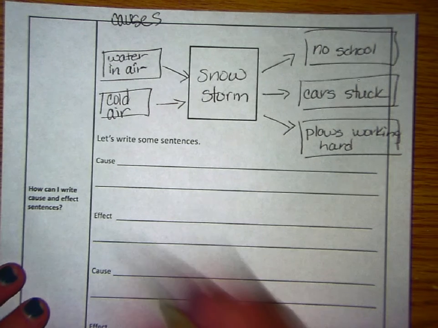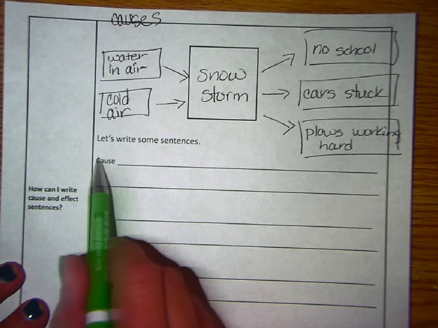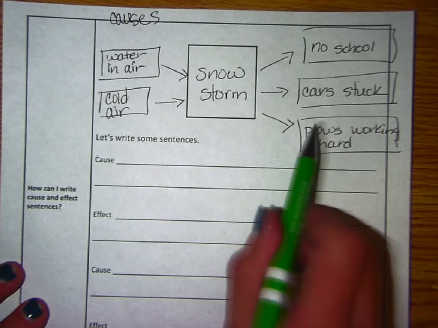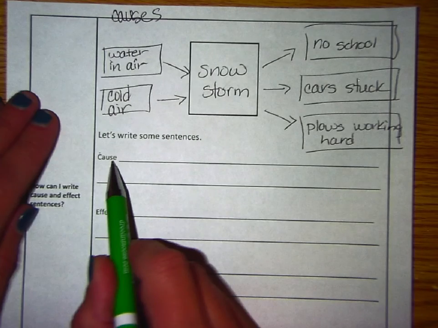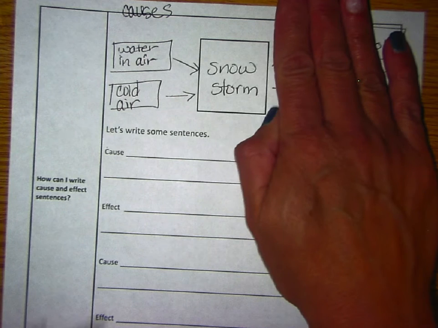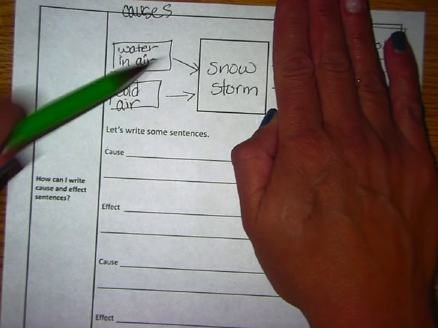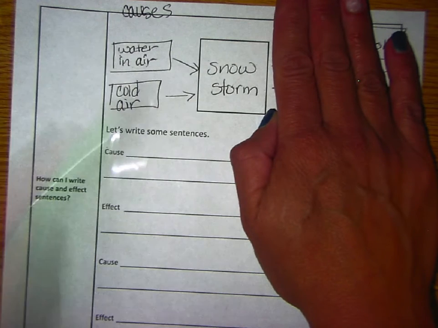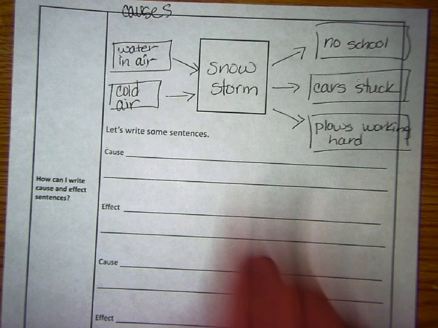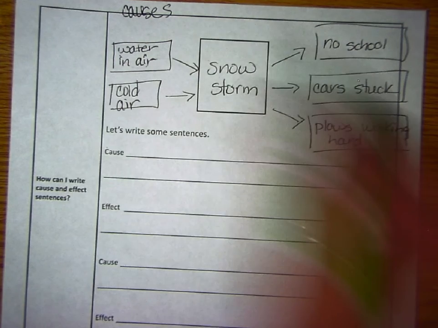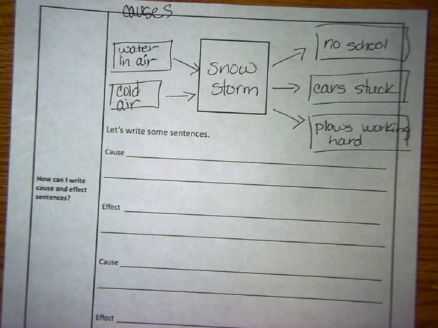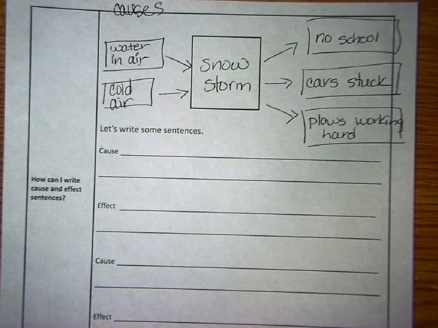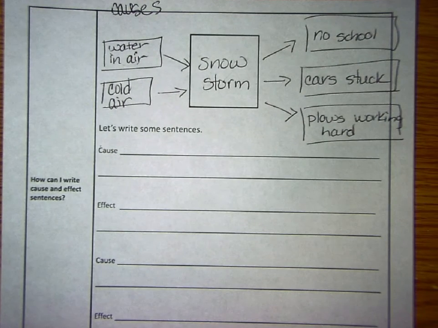Now, tomorrow we are going to come back to this and we are going to write some cause and effect sentences with this. So for cause, maybe we're going to start here. So there was water in the air, so there was a snowstorm. Or there was a snowstorm because there's water in the air. So tomorrow we'll do that. Right now you have to have this part finished so that we can tomorrow be ready to write some cause and effect sentences.